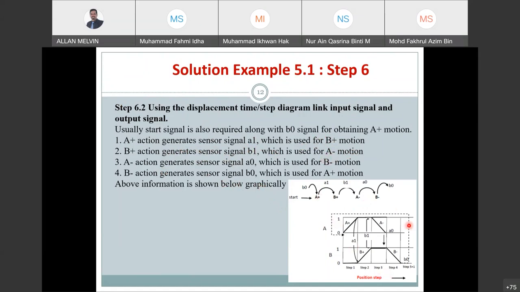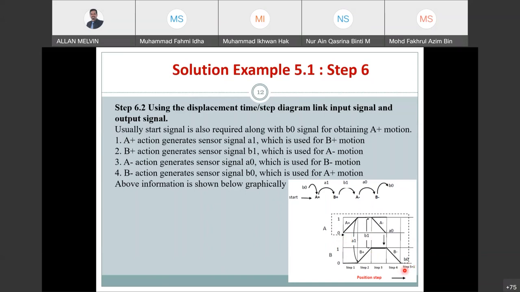So all this information you can put in your motion diagram, your displacement step diagram. You look at A plus and B plus, A minus B. So here you put all the input together. Okay, meaning after A plus, switch A1 will be active. Then B plus starts. Then B1 will be active. Until the end, it will go back to B0. Go back to the start.